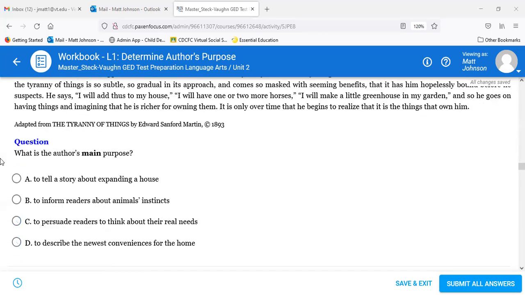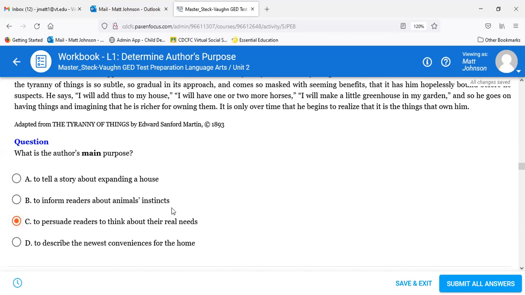You want to read the question for us too? The question says, what is the author's main purpose? A, to tell a story about an expanding house. B, to inform readers about animals' instincts. C, to persuade readers to think about their real needs. D, to describe the newest conveniences for the home. Is it C? Yeah. Persuade readers to think about their real needs.